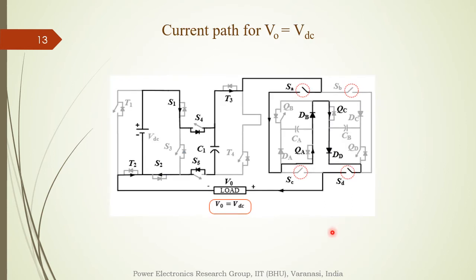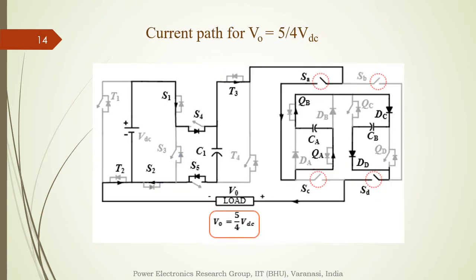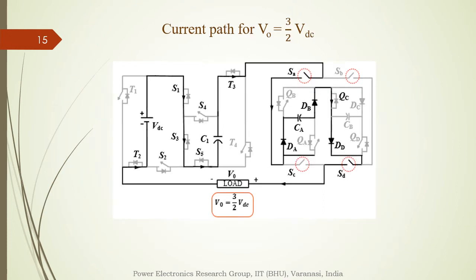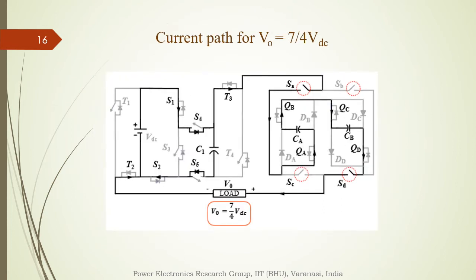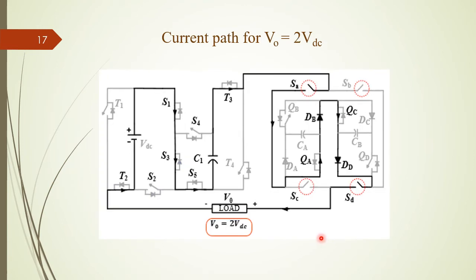This is the VDC only. The 5 by 4 VDC structure, 3 by 2 VDC. This is the 7 by 4 VDC we obtained from the overall structure. It's a 2 voltage gain, the gain is 2.